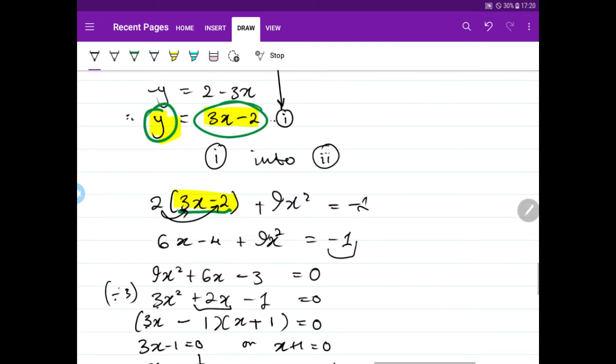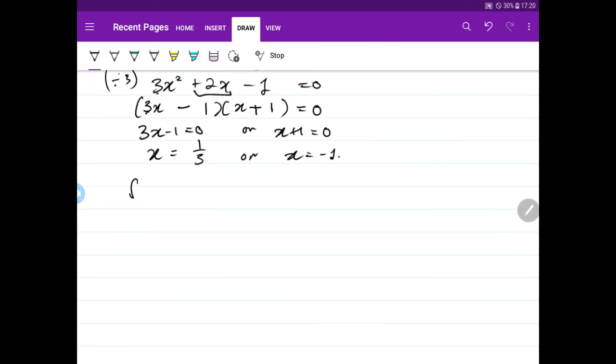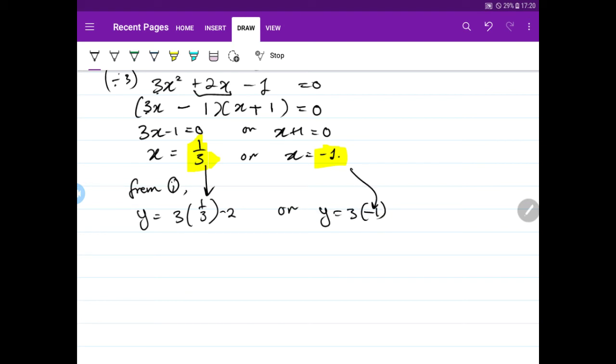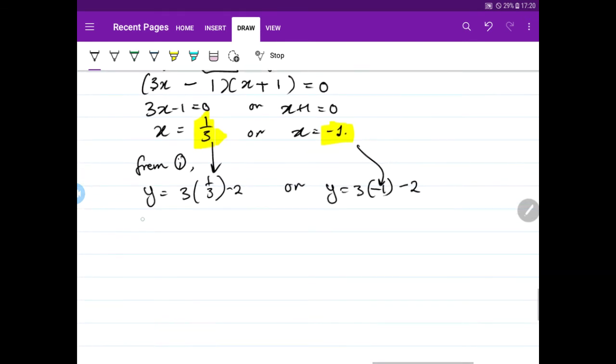So from equation 1, y is equal to 3x minus 2. Now this is the value of x. Now x has this carrying inside of it. 3 into 1 over 3 minus 2 was our equation, or y is equal to 3 into minus 1 minus 2, and then we solve. Therefore, y must equal 3 into 1 over 3. 3 times 1/3 is going to be a whole 1, minus 2, which is equal to minus 1. Or y is equal to 3 times minus 1, which is minus 3, minus 2, which is equal to minus 5.